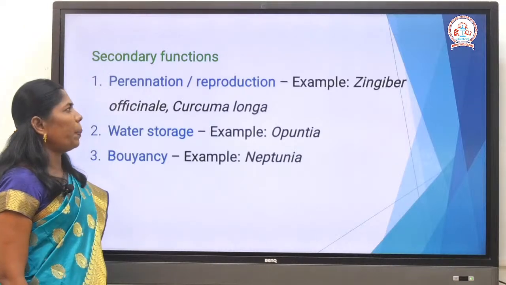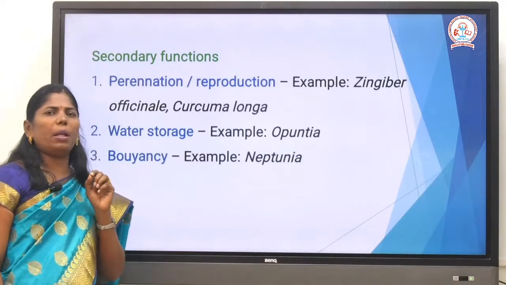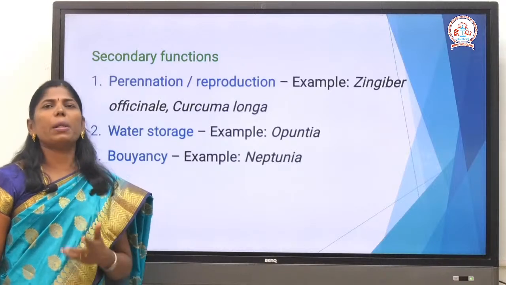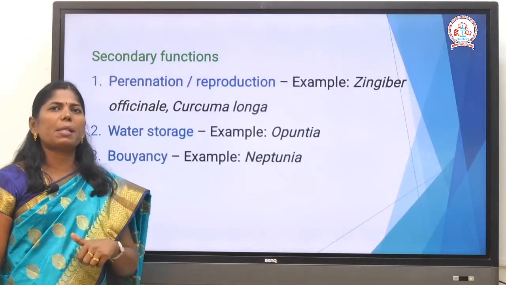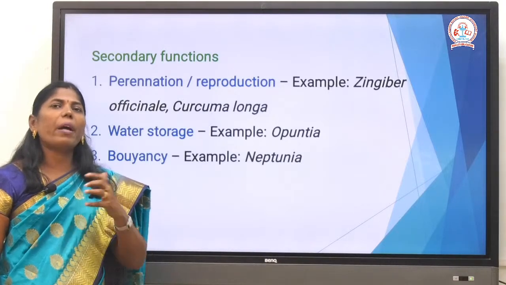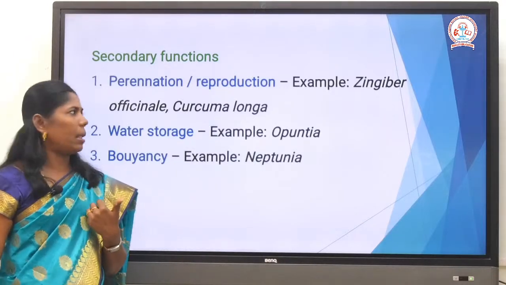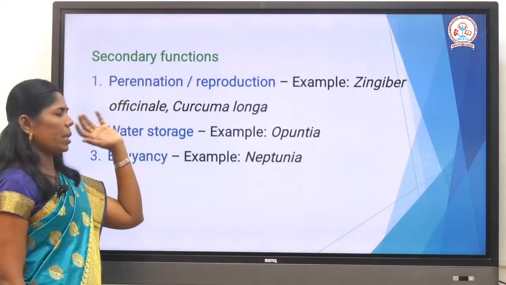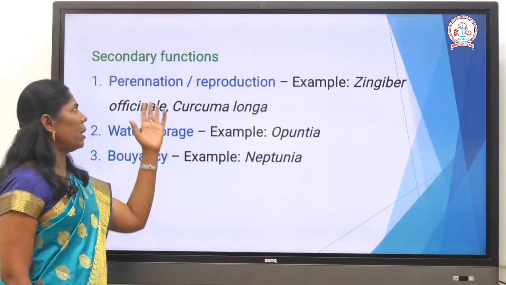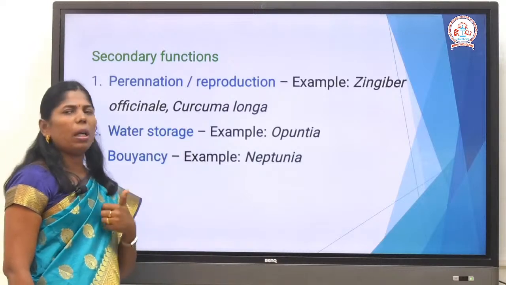Perennation or reproduction, for example Zingiber officinale, Curcuma longa. So what is the meaning of perennation? Some of the organisms can survive during unfavorable conditions. Okay, they have to protect themselves during the unfavorable conditions, in an inactive condition. During favorable conditions, after the rain it will germinate and give rise to a plantlet. Okay, that is perennation. Okay, when conditions are not suitable it protects itself, and as soon as favorable conditions come, they can germinate. Okay, example Zingiber officinale and Curcuma longa.